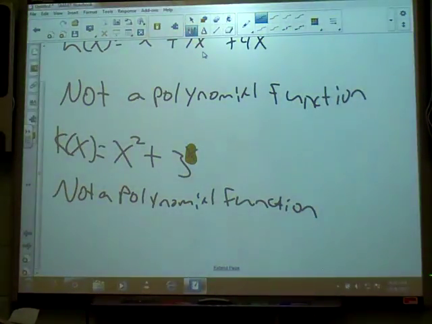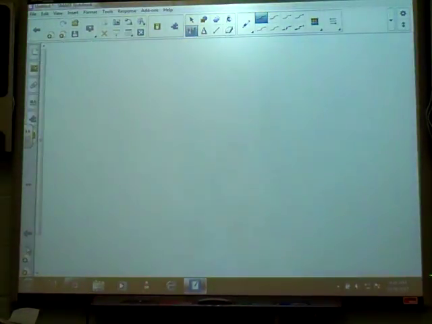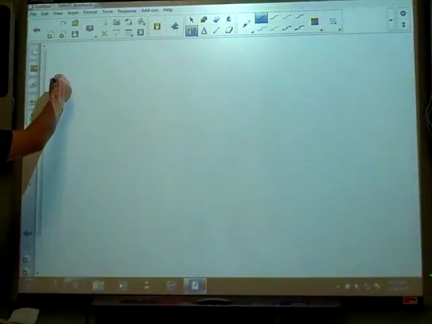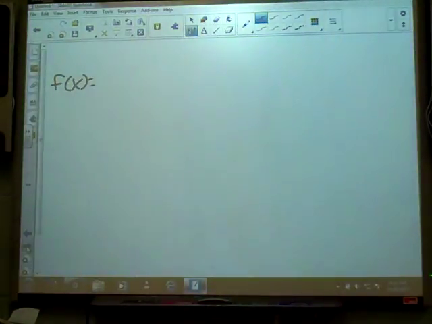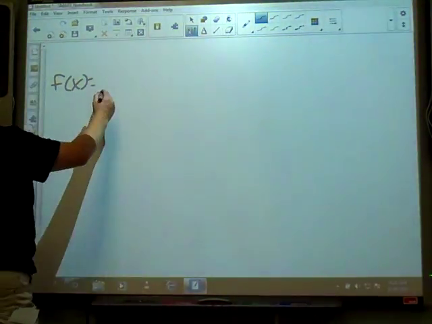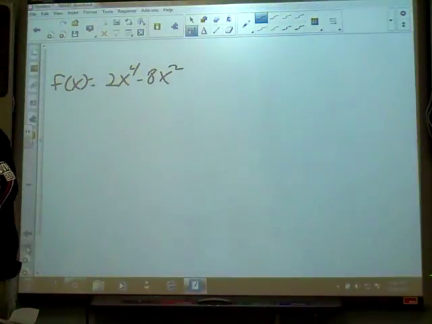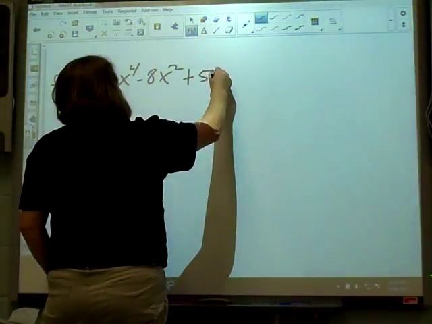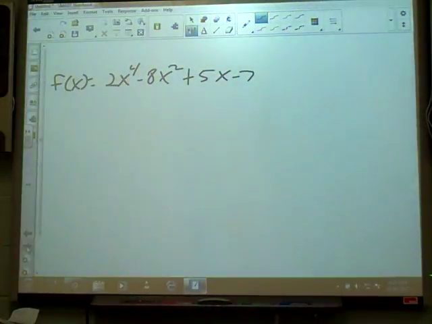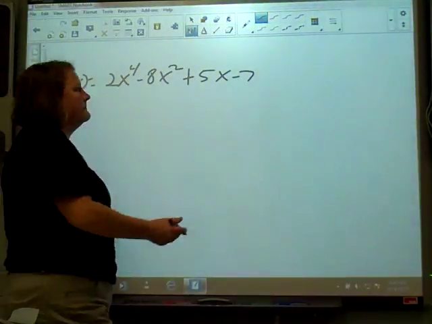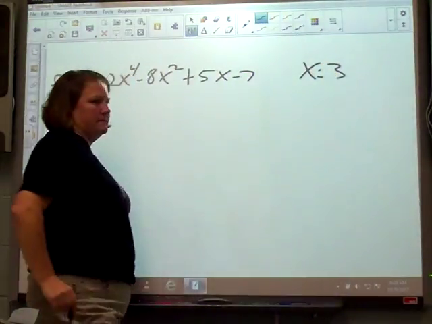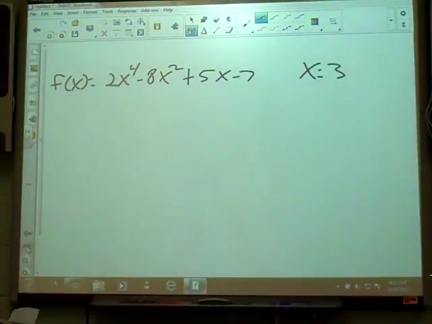Alright, now the fun stuff happens on this next type of problem. I've got f of x is equal to 2x to the 4th minus 8x squared plus 5x minus 7. The question says to evaluate that function when x is equal to 3. Now you just plug in 3 for all the x's. Trevor's correct. Everybody see that? It says to evaluate when x equals 3. So we're just going to take a 3, plug it in for all the x's, and solve.